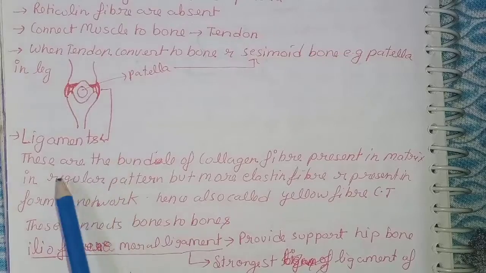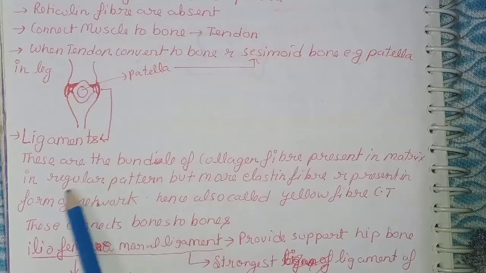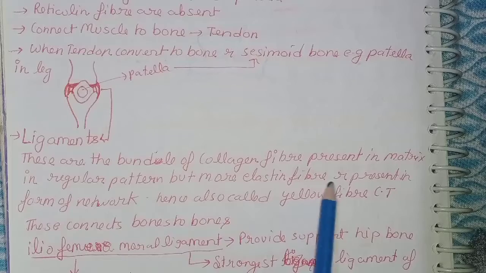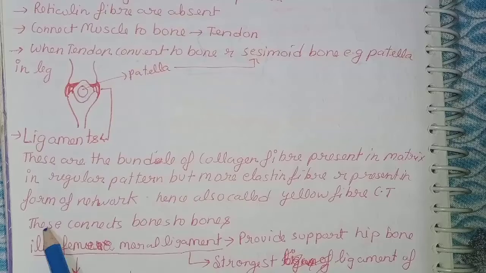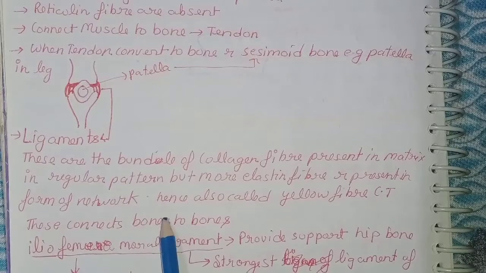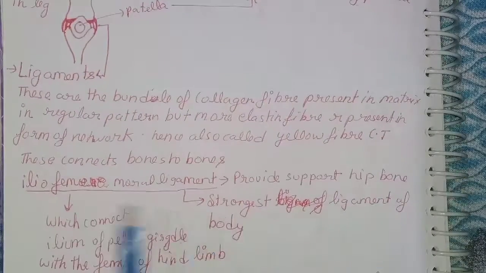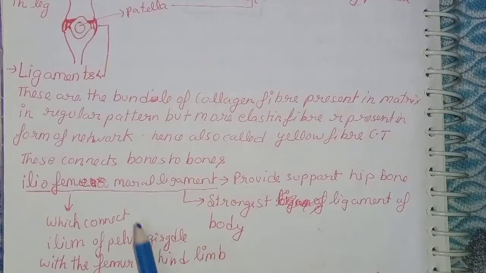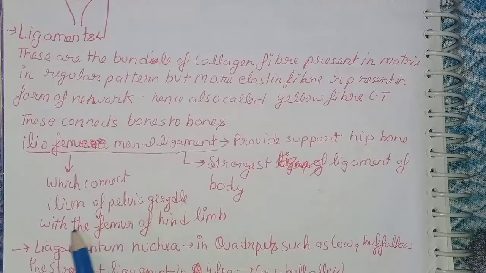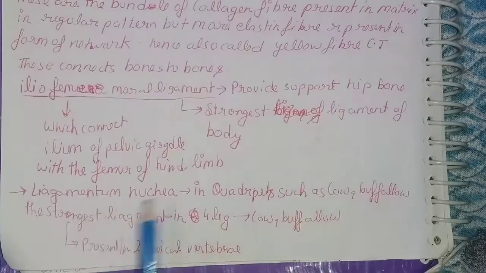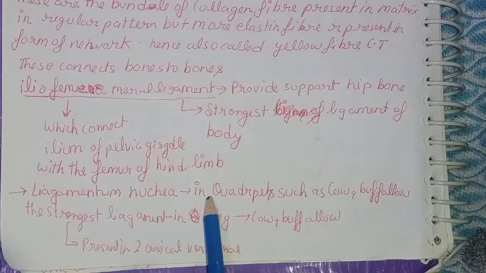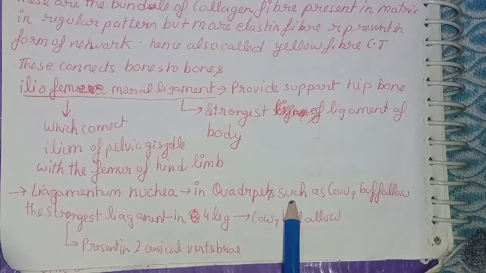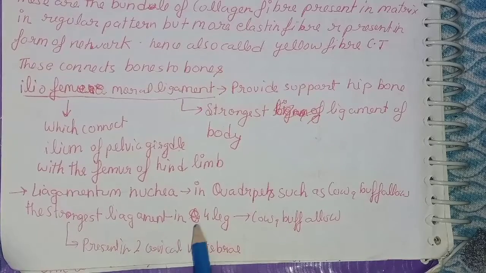Now coming to ligaments. These are bundles of collagen fiber present in the matrix in a regular pattern, but more elastic fibers are present in the form of a network, hence also called yellow fibrous connective tissue. Their main function is to connect bone to bone, like the iliofemoral ligament, which provides support to the hip bone and is the strongest ligament of the body, connecting the ilium of the pelvic girdle with the femur of the hind limb. Now coming to ligamentum nuchae. In quadrupeds such as cows and buffaloes, it is the strongest ligament in the foreleg.